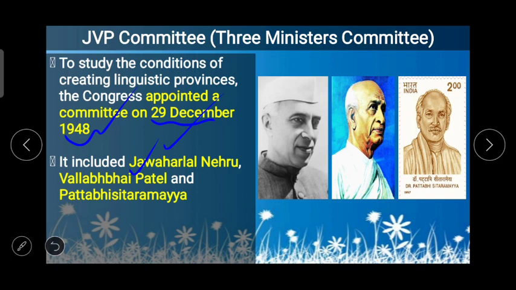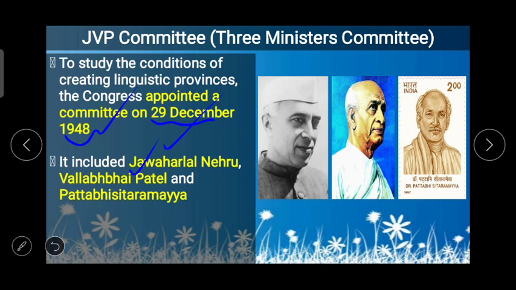Now why is it known as JVP committee? Because J from Jawaharlal Nehru, V from Vallabhbhai Patel and P from Pattabhi Sitaramaiah. Taking the first letter of each of them, the committee was known by the name JVP committee.